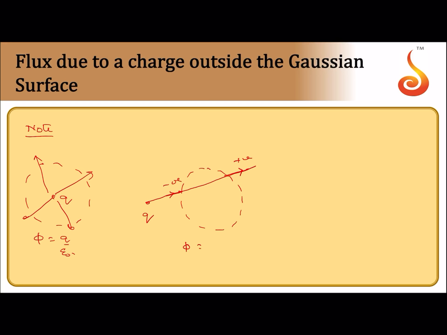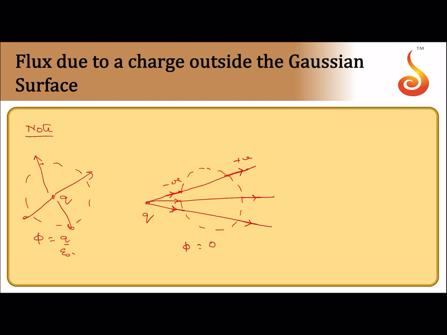What's the net line of force? Zero. Any line I take that way from Q will enter the surface and it will exit the surface. Any line I take will enter the surface negative, exit the surface positive. Therefore, your net flux is zero. When the charge Q is outside the Gaussian surface, there is no net flux in the surface.